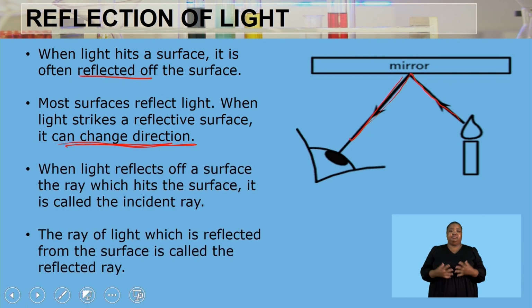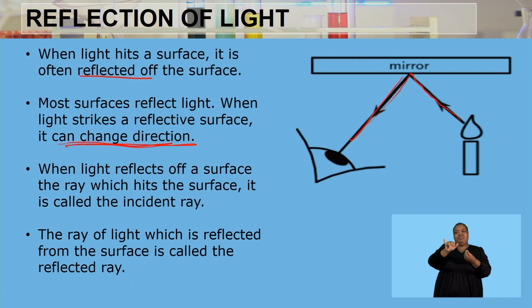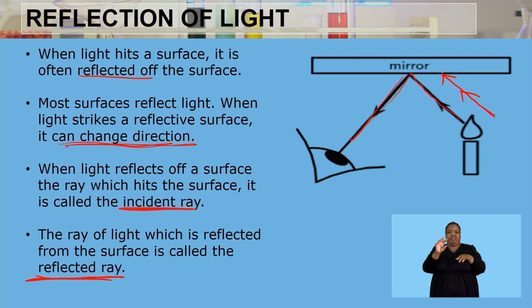When light reflects off a surface, the ray which hits the surface is called an incident ray. So the light ray that is striking the surface, going towards the surface, is called the incident ray. The ray of light which is reflected from the surface, the one that bounces off the surface, is called your reflected ray. The ray coming from the source going towards the surface, in this case the mirror, is called your incident ray. The one that bounces off the surface going to the observer, in this case the eye, is called your reflected ray.